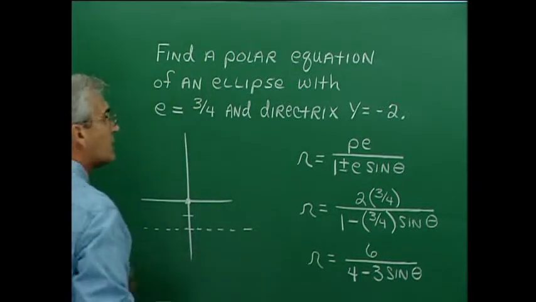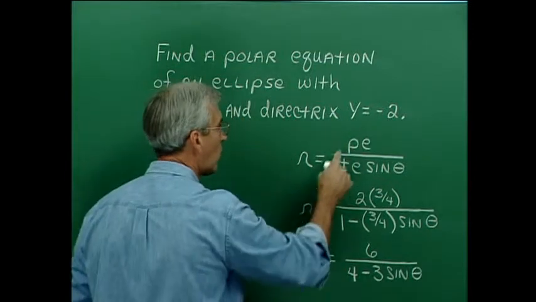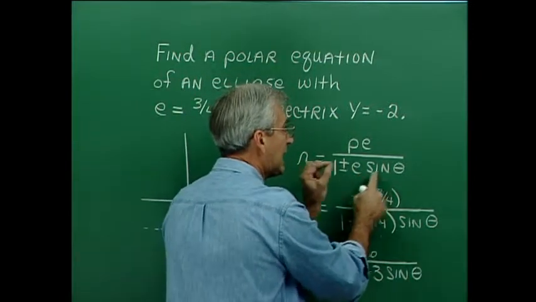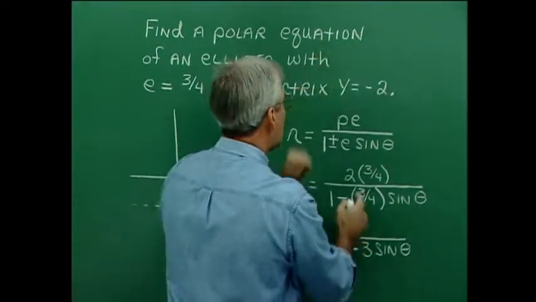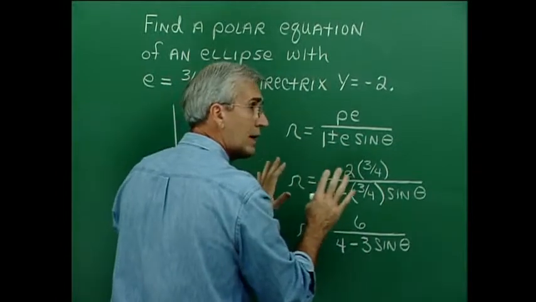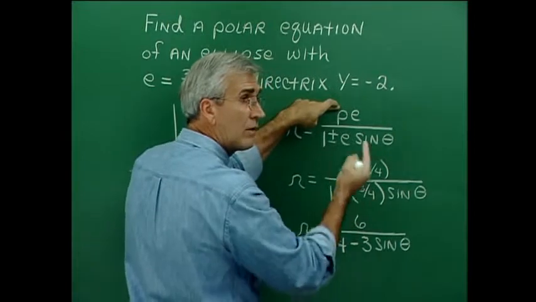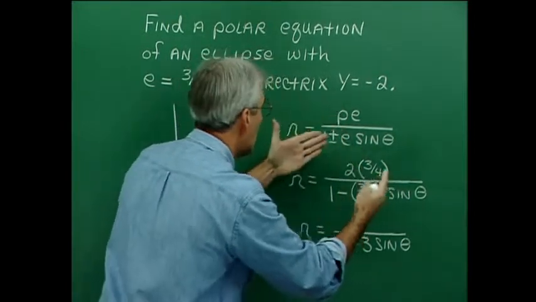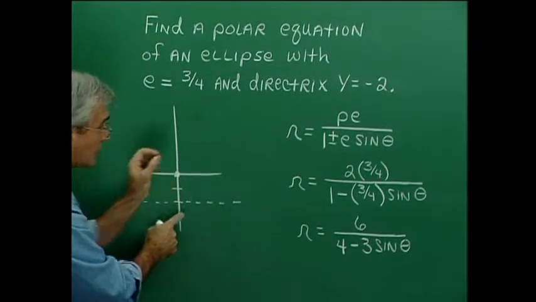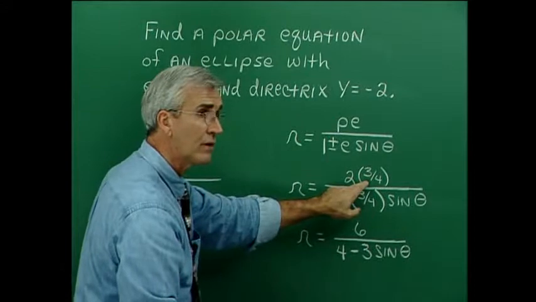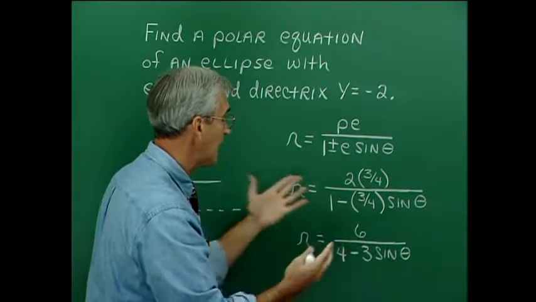All right, to structure the equation associated with it, we start with this idea, r equals PE over 1 plus or minus E, and again, it's sine theta because our major axis lies vertically here. And then we go through and identify the various aspects of the equation. P, the distance from the focus to the directrix. Now, again, it is from focus to directrix, and that distance is 2. So P is 2. We're told that eccentricity is 3/4, and we put that eccentricity value in 2 different places in the equation, and that's all there is to it.